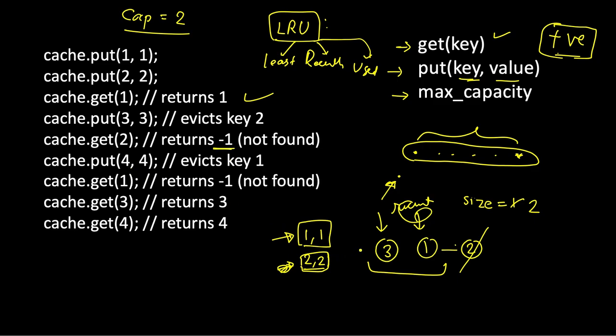Now you want to put 4. So you put 4 in the beginning. So this is the most recent, and 1 is removed. Then you get 1, 1 is not there, so you return -1. And get 3, so it returns 3, get 4, returns 4.